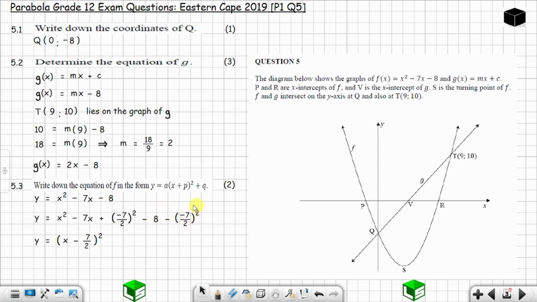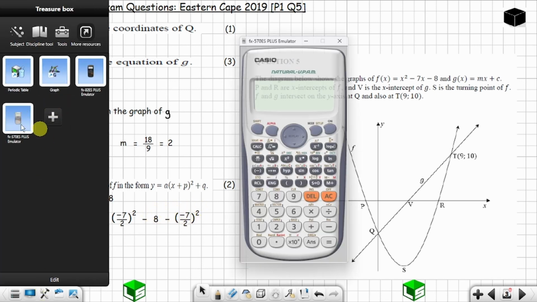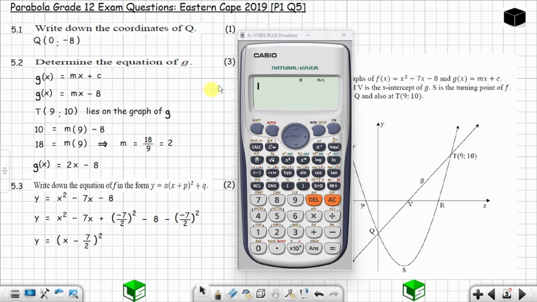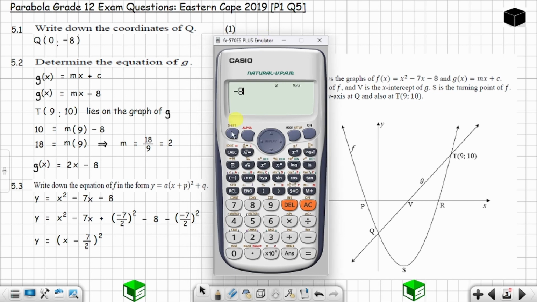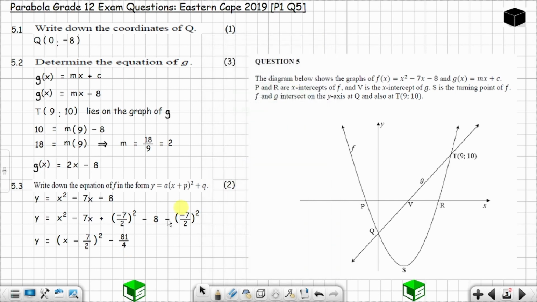Let's use the calculator. So what is this equal to? You have negative 8 minus, in brackets negative 7 over 2, squared. This is equal to negative 81 over 4. So you have negative 81 over 4. This is how you complete the square from this form to this form.